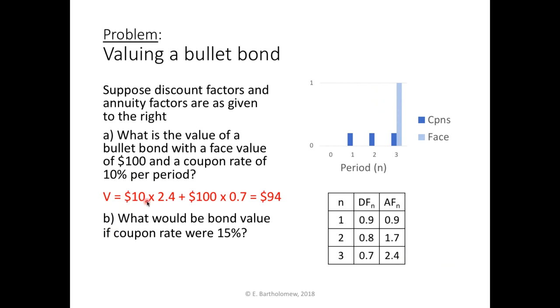Well, $10 is our annuity, so we're getting $10 every year for 3 years. So we multiply that by 2.4, and then we're getting $100 at the end right here. So we multiply that by the 0.7 corresponding to this discount factor. And we're getting the same result as we would get if we multiplied each of these cash flows by each of the discount factors. Now, if we wanted to value now a $15 bond, it's very simple. We just multiply $15 by 2.4 instead of $10 by 2.4. So that additional $5 by 2.4 translates into this additional value, which is why we get 106 instead of 94.